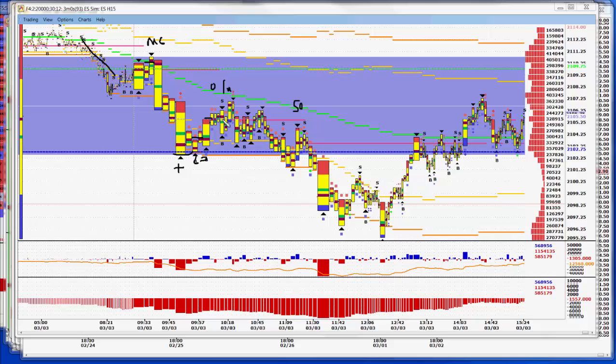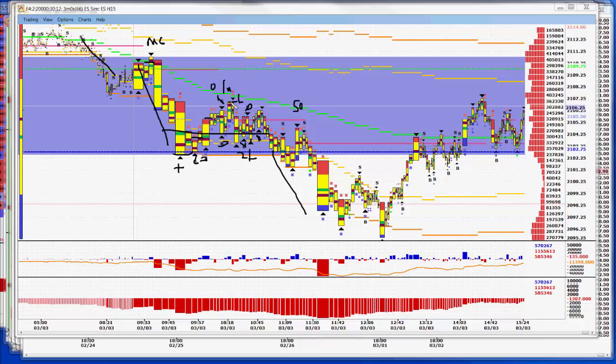Then we go into chop right here, and there's no trade here. There is a trade here. There is no trade here. There is a trade off that S. There is no trade there. So you've got two losers if you blindly took the trades. Move, pause, move.